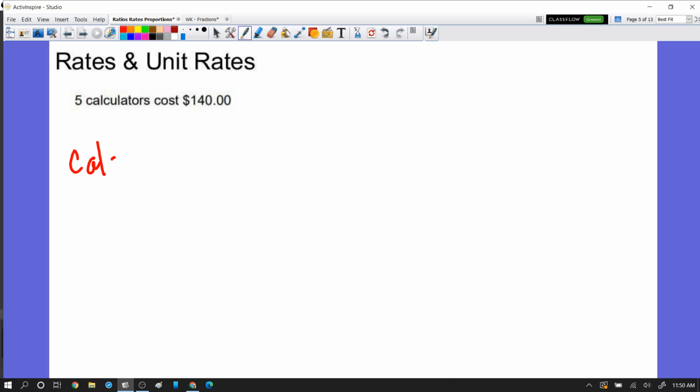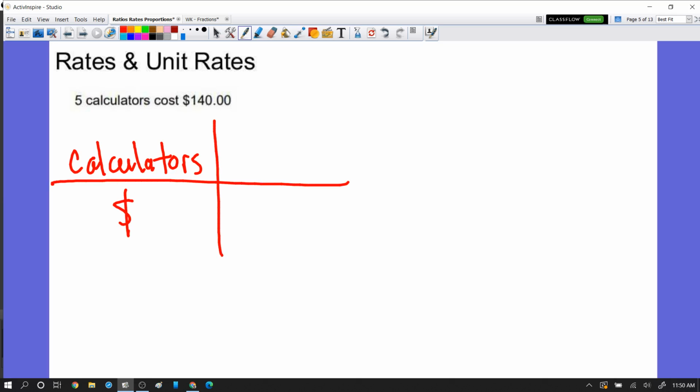Right now we have calculators and money. And all we do is set up a table. And this table is basically setting up equivalent fractions. Because whenever we have stuff that is proportional, which is ratios, rates, and proportions, if we have equivalent ratios or equivalent fractions, we know that they're going to grow by the same amount. So whatever happens to the top number happens to the bottom number.